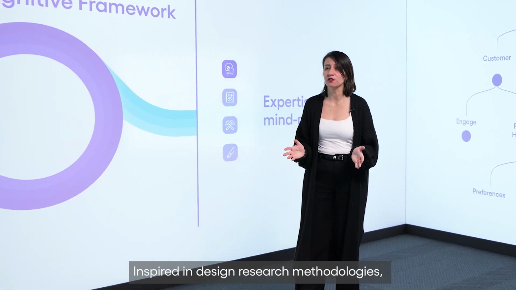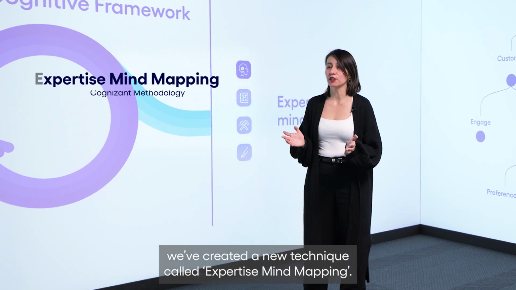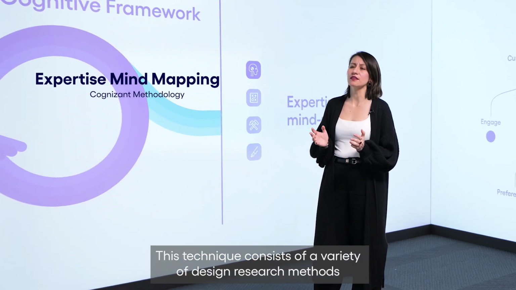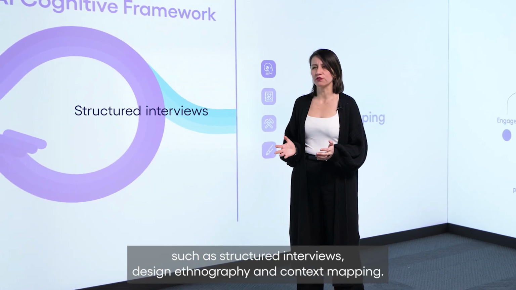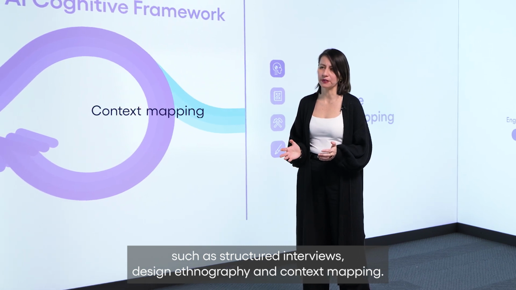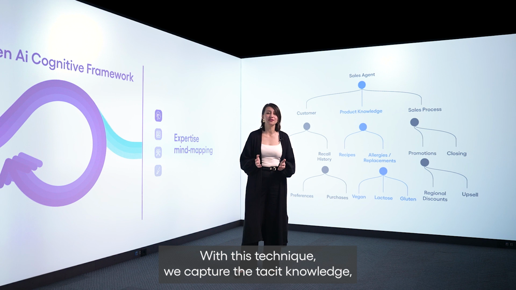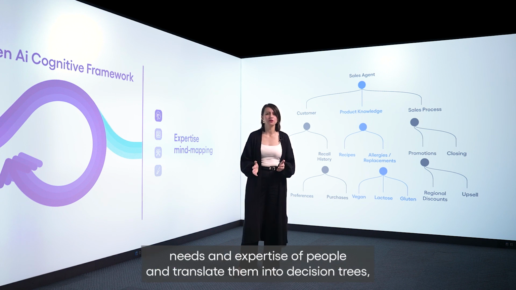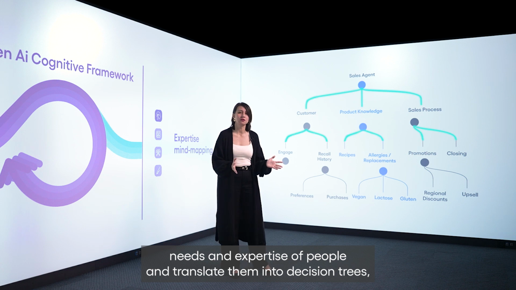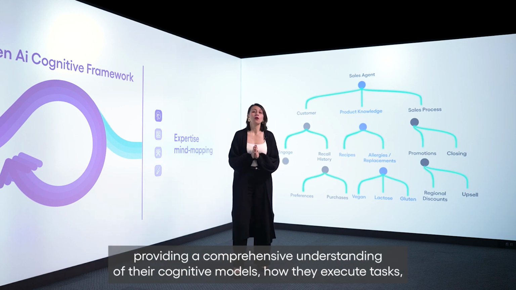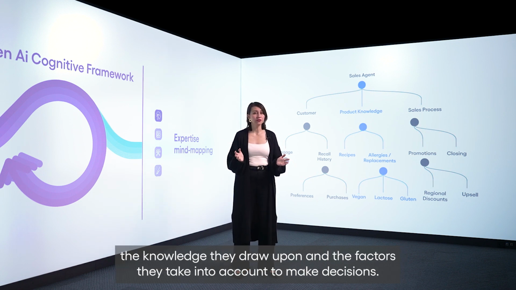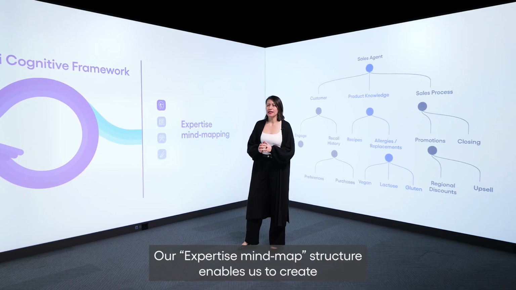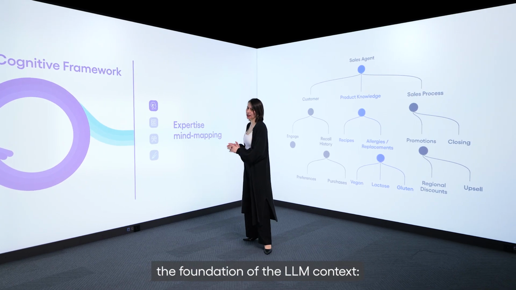Inspired in design research methodologies, we have created a new technique called expertise mind mapping. This technique consists of a variety of design research methods, such as structured interviews, design ethnography, and context mapping. With this technique, we capture the tacit knowledge, needs, and expertise of people and translate them into decision trees, providing a comprehensive understanding of their cognitive models, how they execute tasks, the knowledge they draw upon, and the factors that they take into account to make decisions. Our expertise mind map structure enables us to create then the foundation of the LLM context.